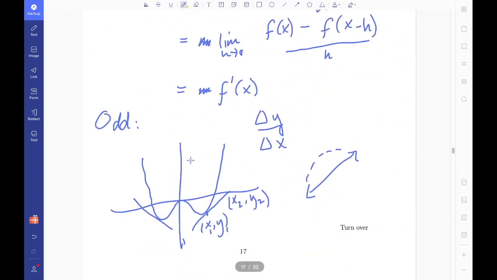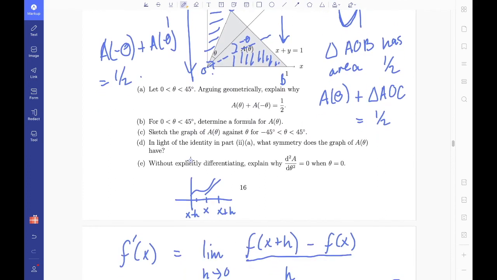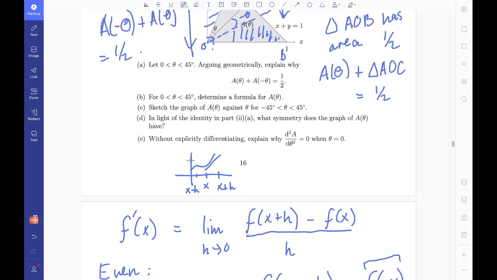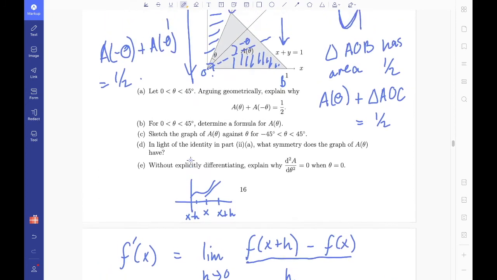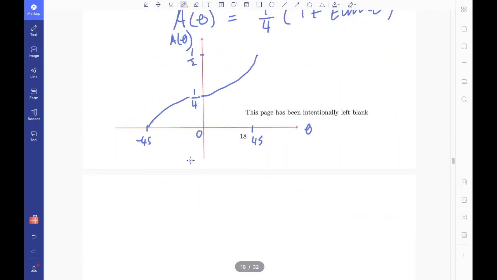Okay, so what does it ask for now? In light of the identity in part IIA, what symmetry does the graph of A theta have? Okay, so it does say in light of this, A theta plus A of minus theta equals 1/2. But we can kind of see what's going on here, really.